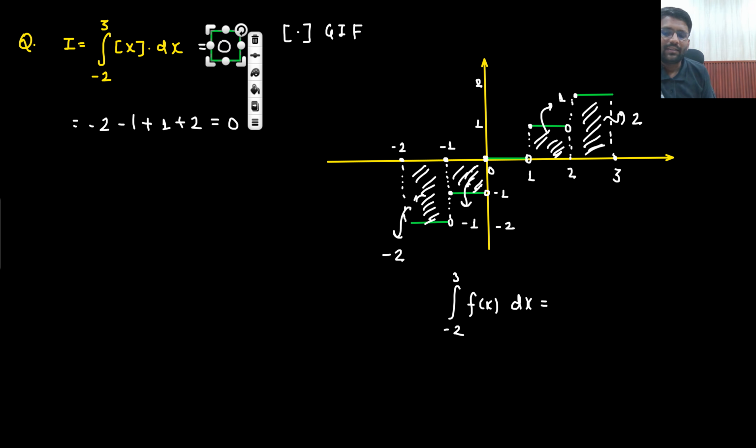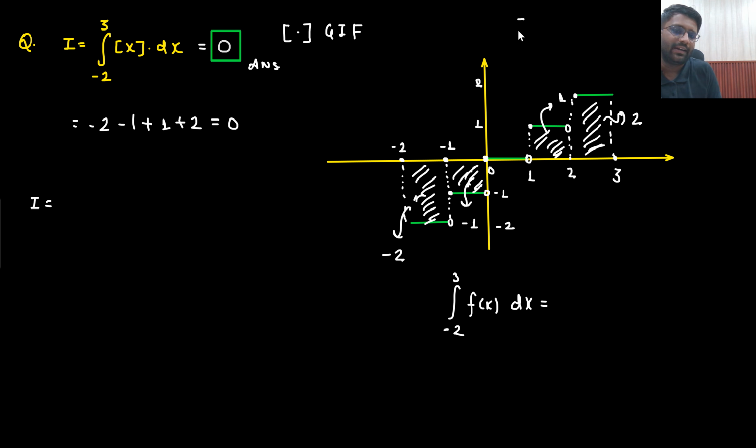But sir, in the examination, will I draw the graph and solve in this manner? No. I know one thing, that the greatest integer function would always break at the integer value. This is something that I know. So between minus 2 to 3, how many integers are there?